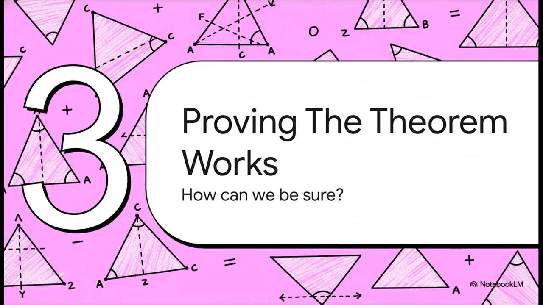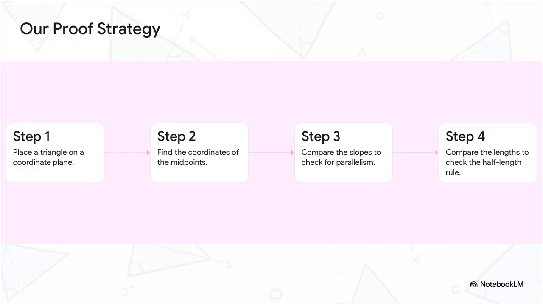Okay, but wait a second. How can we be so sure this works for every single triangle out there and not just the couple we've looked at? Well, in math, we don't just take things on faith, right? We prove them. So let's walk through a really quick proof on a coordinate plane just to see for ourselves why this theorem is always, always true. Our strategy here is actually pretty simple. First, we'll just plop a generic triangle down on a coordinate plane. Then, we'll find the coordinates for the midpoints. And from there, it's just a matter of checking our two superpowers, right?